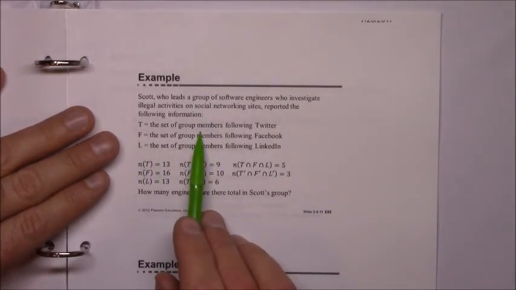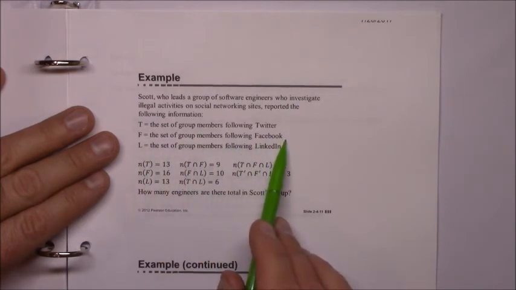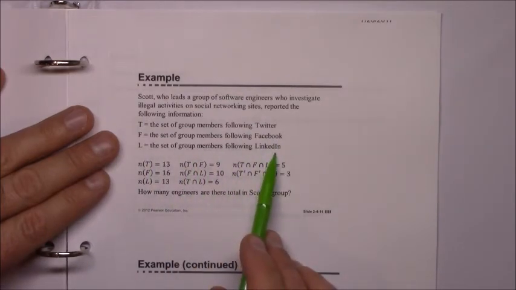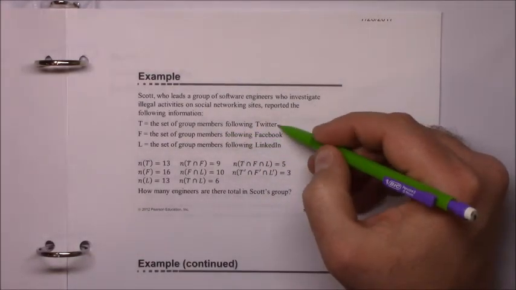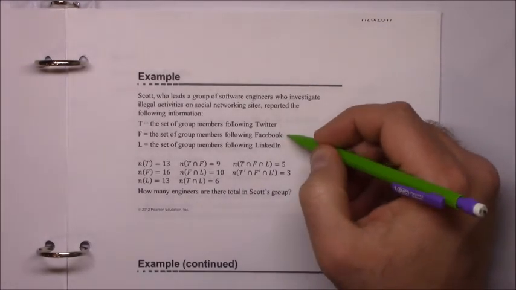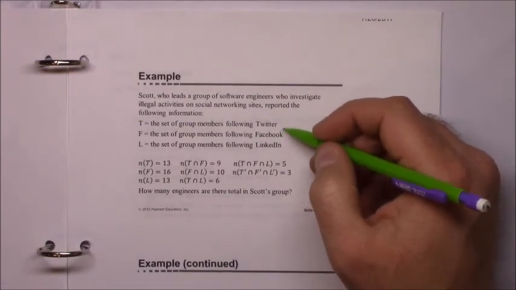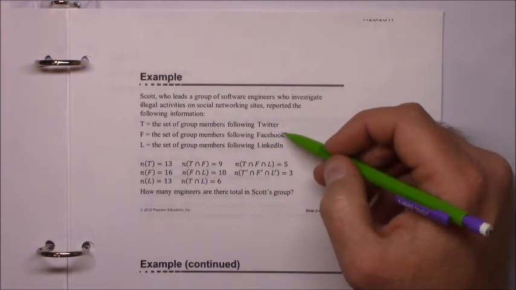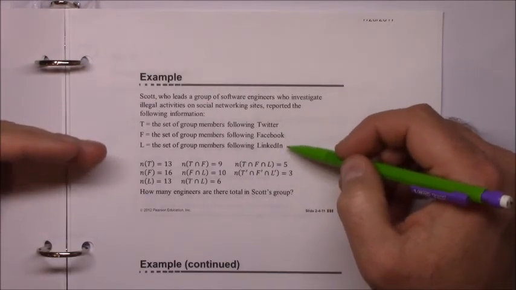T is the set of group members following Twitter. F is the set of group members following Facebook. And L is the set of group members following LinkedIn. Now, what we have to understand, some of the group members might be following both Twitter and Facebook. Or maybe they're following Facebook and LinkedIn, or maybe they're following all three, or maybe they're not following any of these social networking sites. Maybe they are group members, but they have more administrative tasks, and they're not actually the ones monitoring these social networking sites.